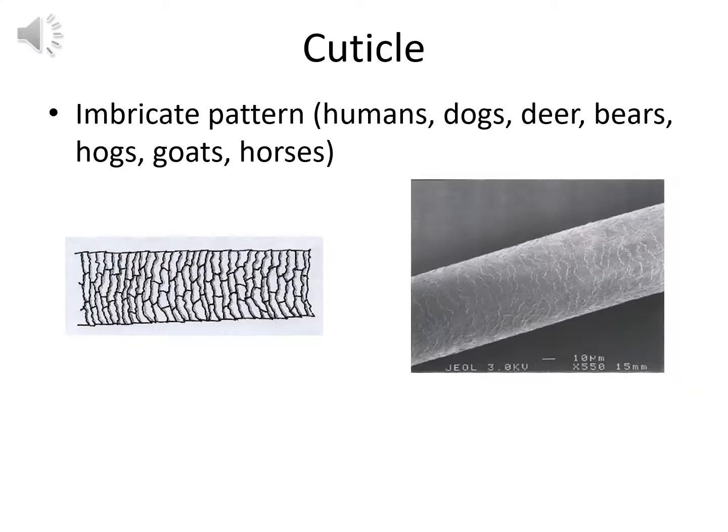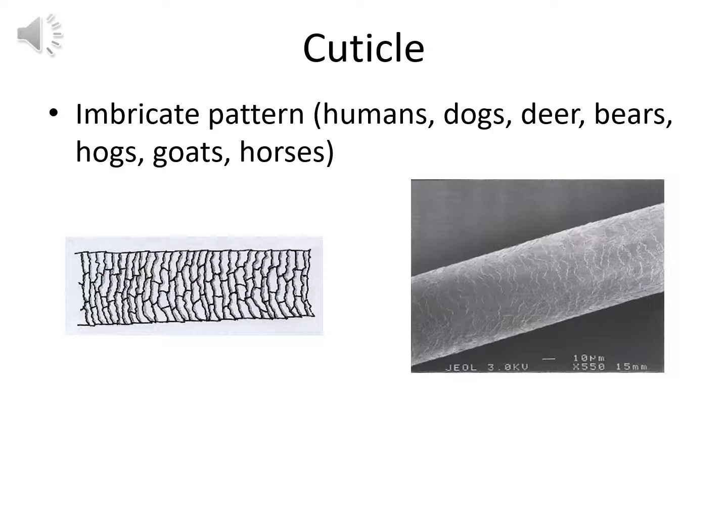So as you see here now, in addition to the drawing, we have an actual scanning electron microscope image of animal hair, human hair in this case, actually, with the imbricate pattern. And again, it's a popular pattern. Humans, because we tend to focus on humans in a field like forensics, have this pattern, but so do dogs, deer, bears, hogs, goats, horses, so it's quite common in the animal kingdom. And again, it's nothing particularly special.